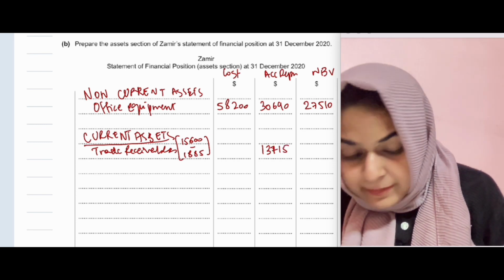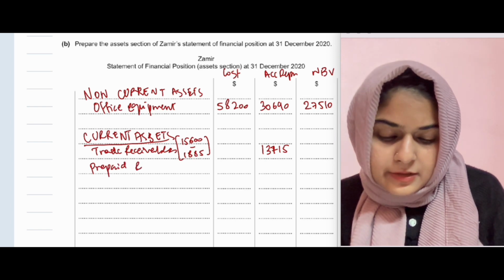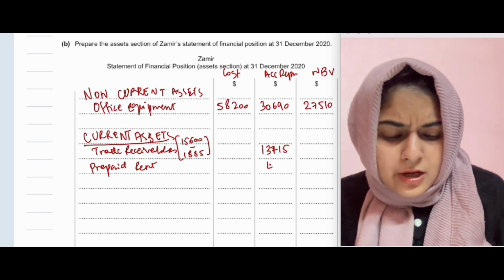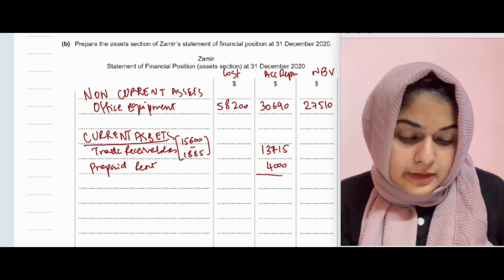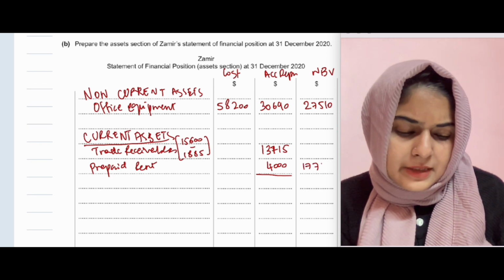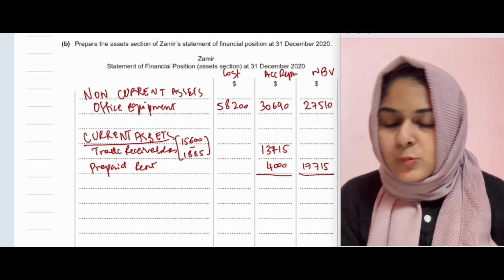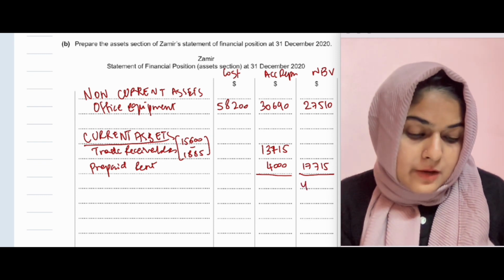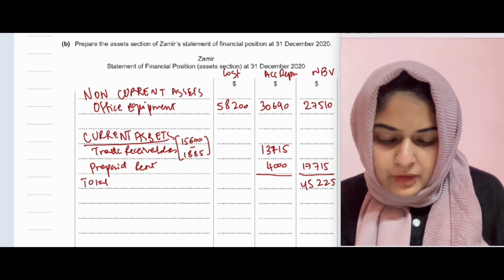उसके बाद हमारे पास अदर रिसीवेबल्स में आएगा प्रीपेड, बेसिकली प्रीपेड रेंट. सो दिस इज़ ऑल्सो कॉल्ड अदर रिसीवेबल. यू कैन राइट प्रीपेड रेंट एज वेल, दैट्स नॉट एन इशू. 4,000 ये हो जाएगा एंड देन दिस विल बी this total, or basically your total current assets will be 17,715. Then you'll add 27,510, that is the net book value of office equipment, plus 17,715, which will give me 45,225. This is the total assets.